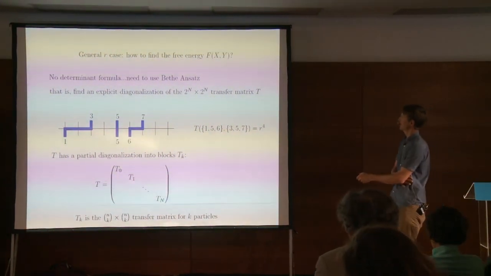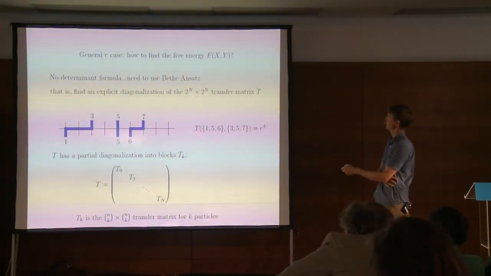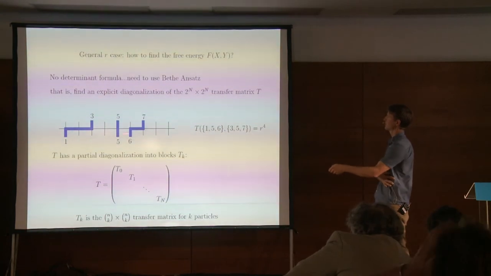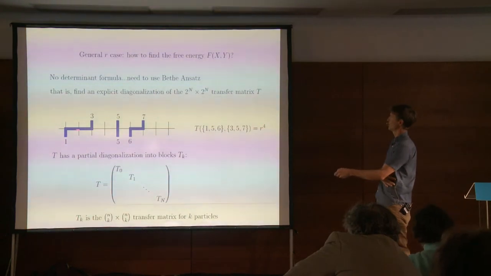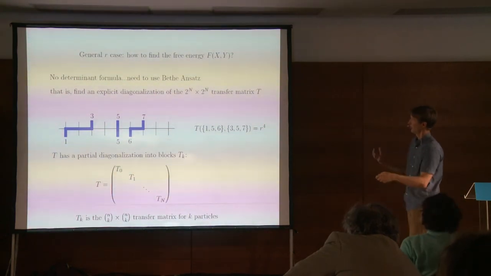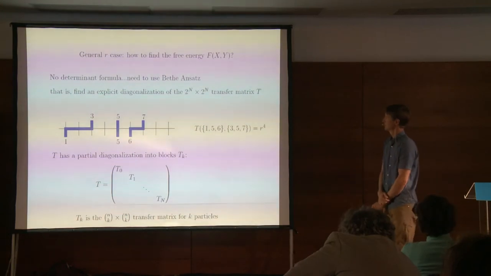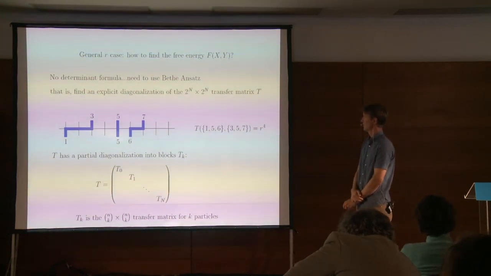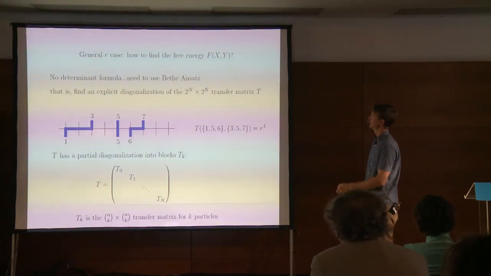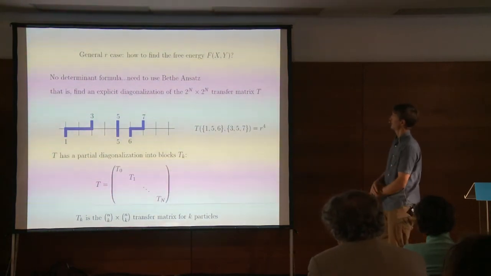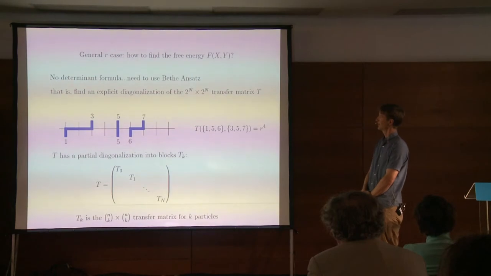And so the matrix is indexed. This is a huge matrix indexed by all possible configurations of paths incoming and outgoing. And the entry is going to be non-zero if there is a way to connect them using the allowed rules. And the goal is to find the leading eigenvector of this. The leading eigenvector of the transfer matrix determines the free energy.